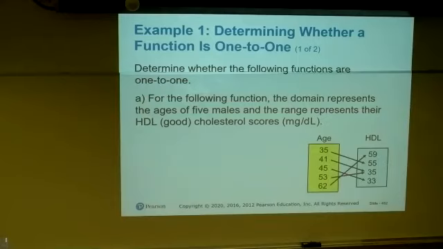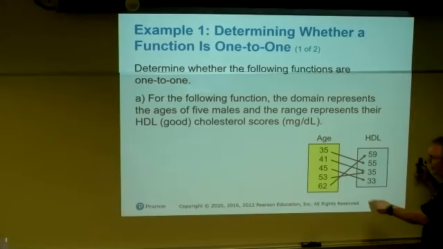Is this function one-to-one? No. Why not? Because two x values have the same y value. Correct.